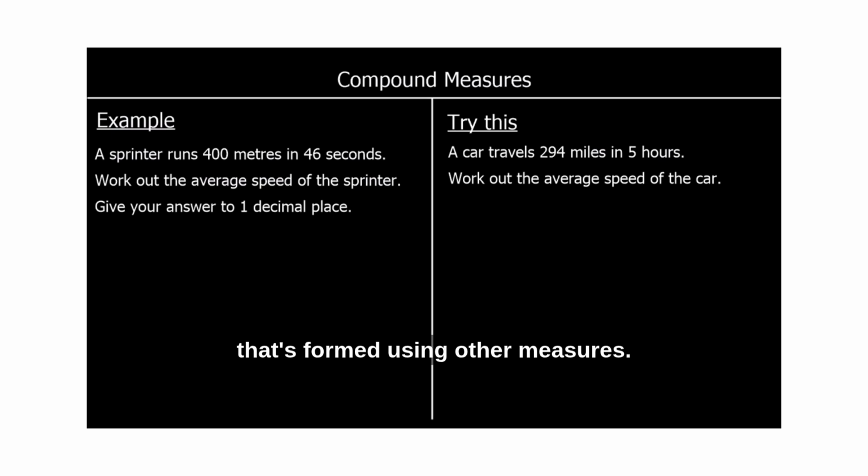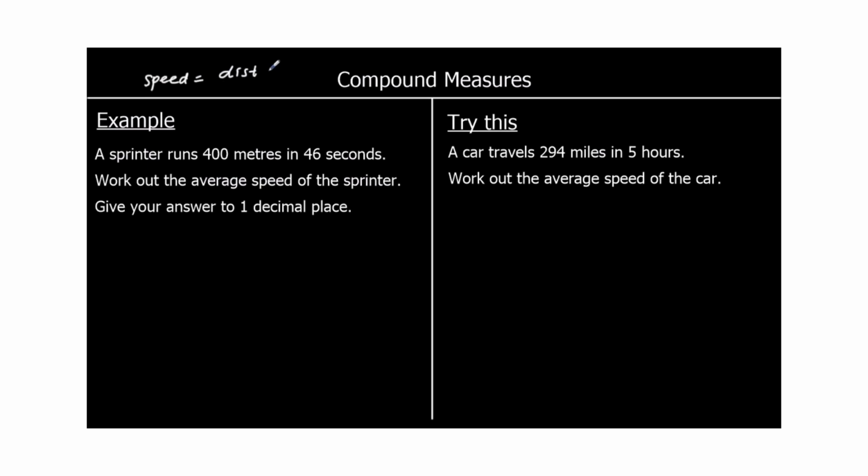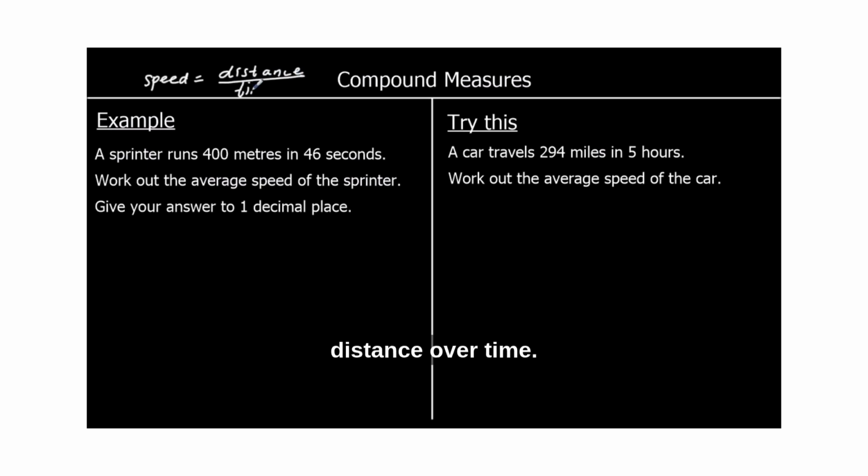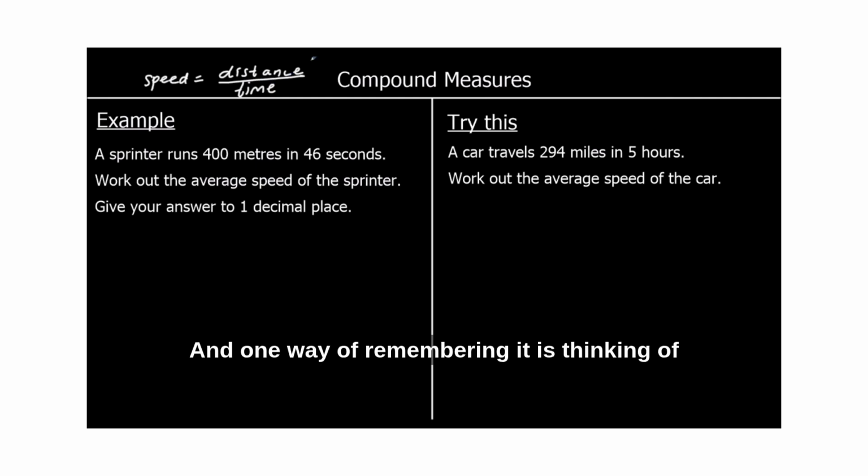using other measures. An example of this is speed. Speed is distance divided by time. So we need to remember that speed equals distance over time. And one way of remembering it is thinking of the measurements of speed, like miles per hour or meters per second. So miles or meters is a distance, and hours or seconds is a time. So speed equals distance over time.